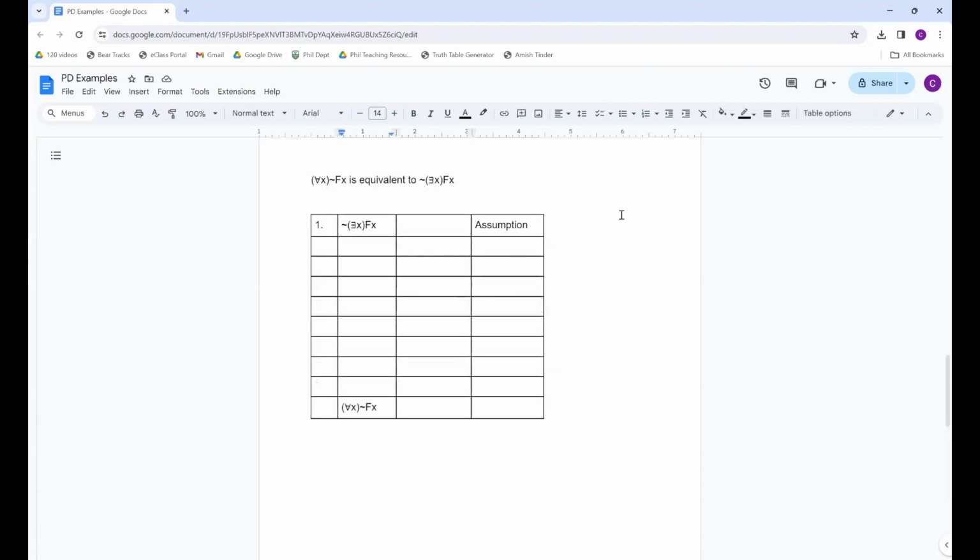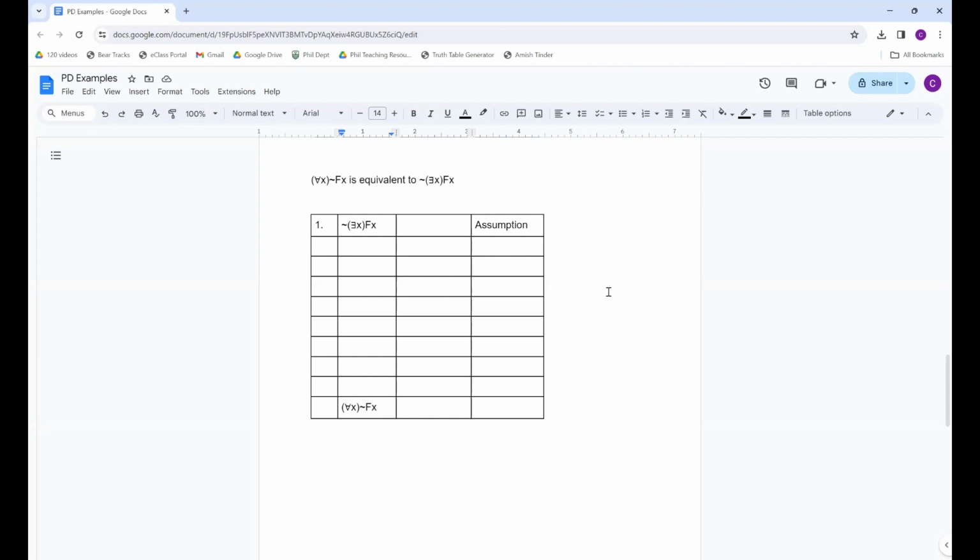So for my next trick, we're going to show that these two sentences are equivalent. We talked about this earlier when we were talking about symbolizing in PL. The fact that for all x not P and it is not the case that there is an xP are equivalent. And so now we'll prove that.